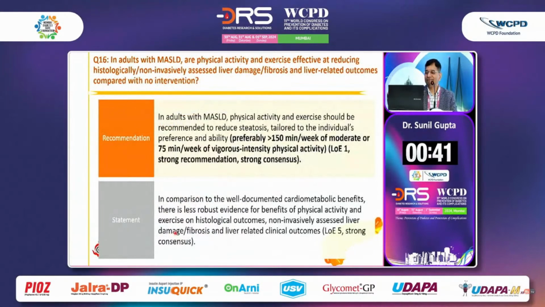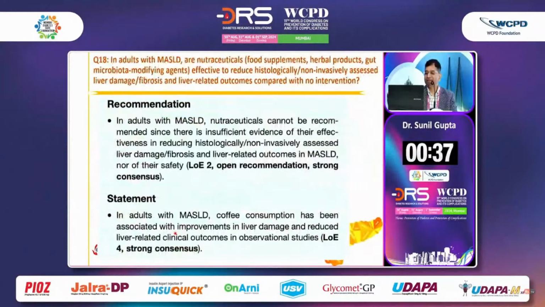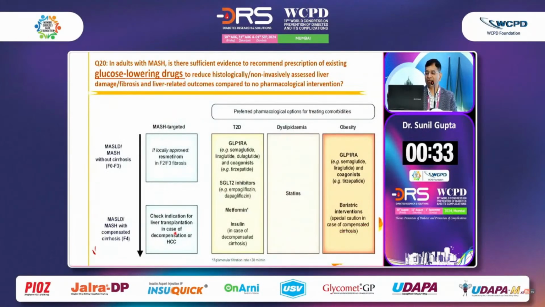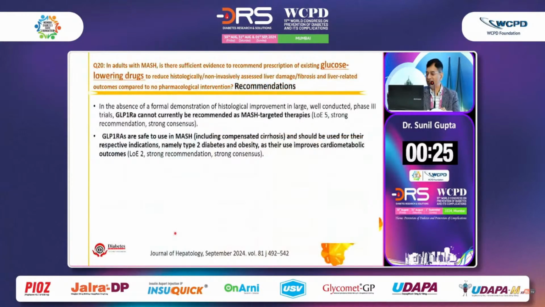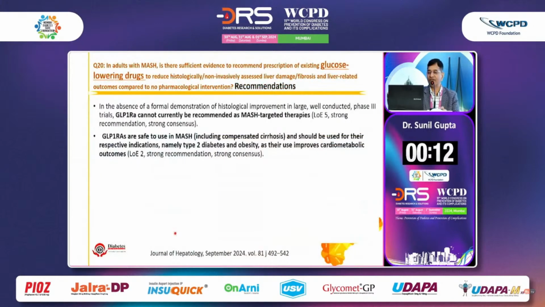MASLD, because we are all interested in physical activity. I told you this is about whether the histopathology should be done or not. Glucose lowering therapy. So you have one drug, resmetirom, which has actually been approved by the US FDA. But in India we have only GLP-1 analog, metformin, statin for dyslipidemia, and bariatric surgery and GLP-1 analog for obesity. We should be focusing on all these risk factors.